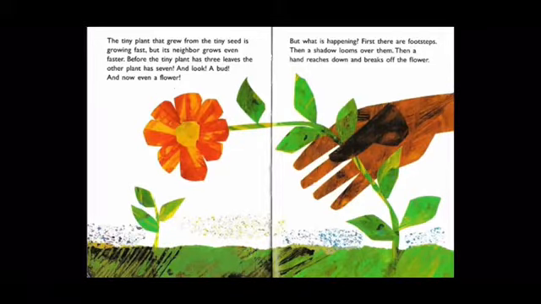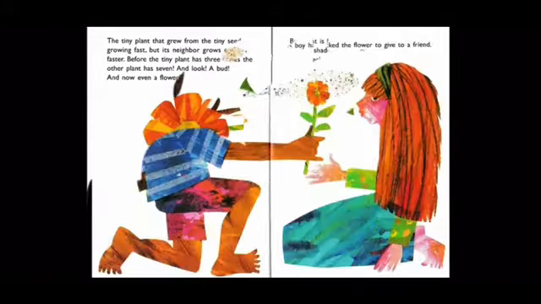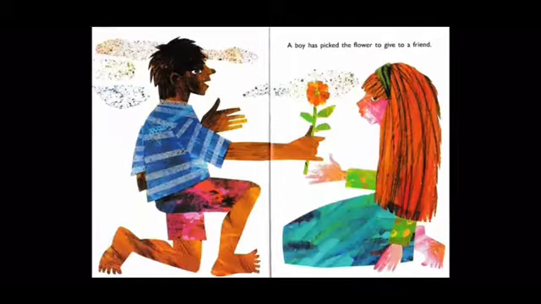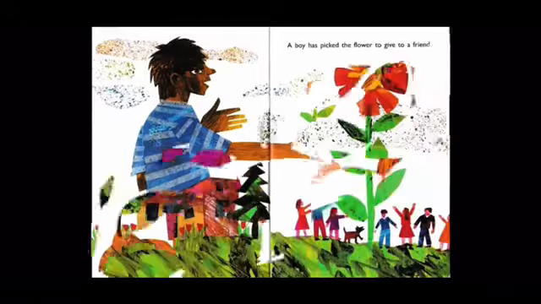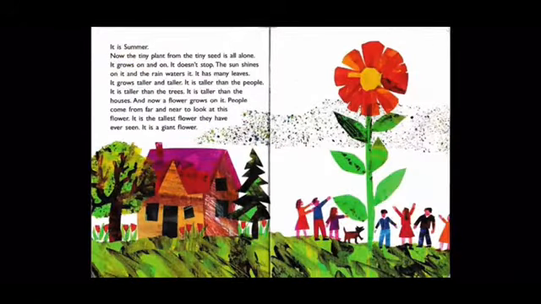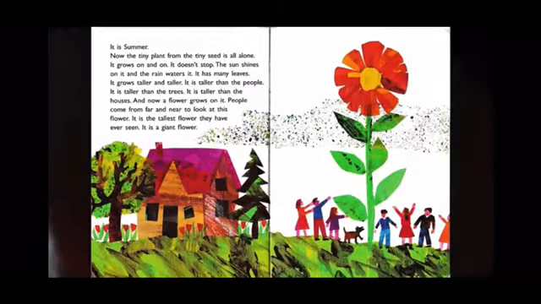But what is happening? First there are footsteps, then a shadow looms over them. Then a hand reaches down and breaks off the flower. A boy has picked the flower to give to a friend. It is summer. Now the tiny plant from the tiny seed is all alone. It grows on and on. It doesn't stop. The sun shines on it and the rain waters it.